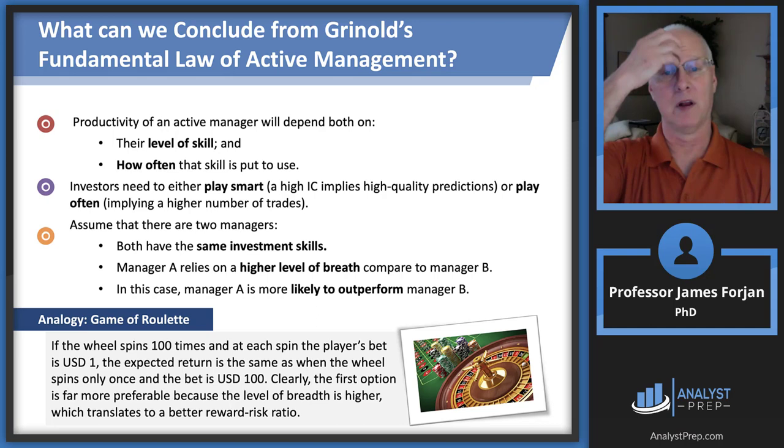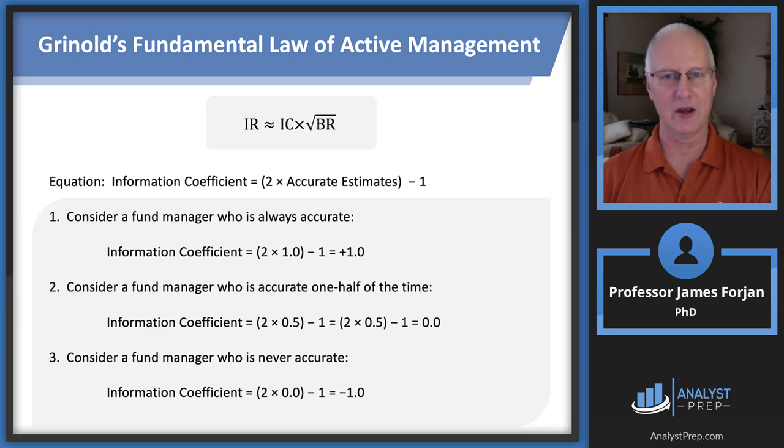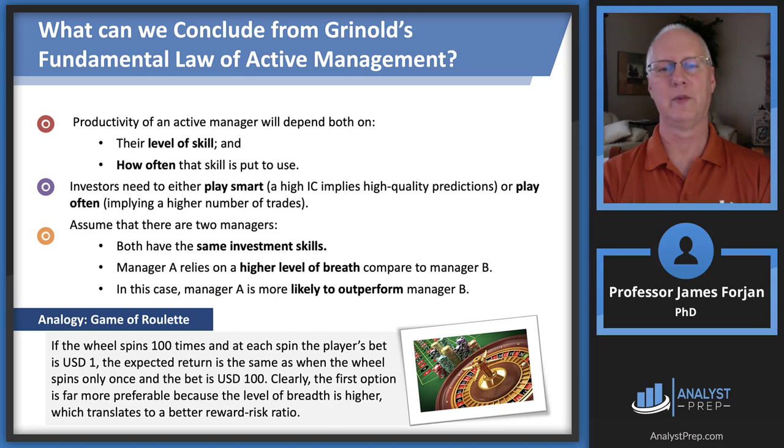Now, how about the part of the learning objective that says, what are we doing here? What kind of conclusions can we make here? So 3 of them, right? Productivity of an active manager will depend on both their level of skill and how often that skill is put to use, right? So that's the square root of breadth. Investors need to either play smart or play often. So if I go back here, that information ratio, play smart or play often. And then the third thing, suppose that we have 2 managers. They have the same investment skills, but one has a higher level of breadth. So in this case, A is probably going to outperform manager B.